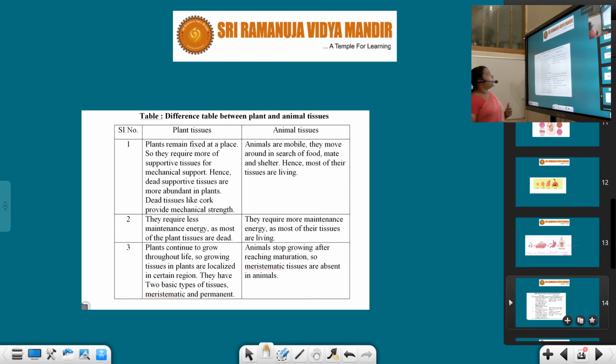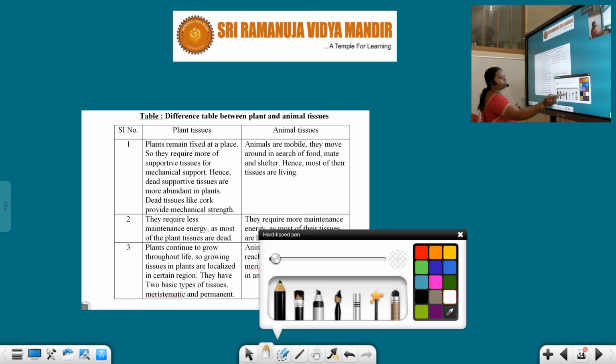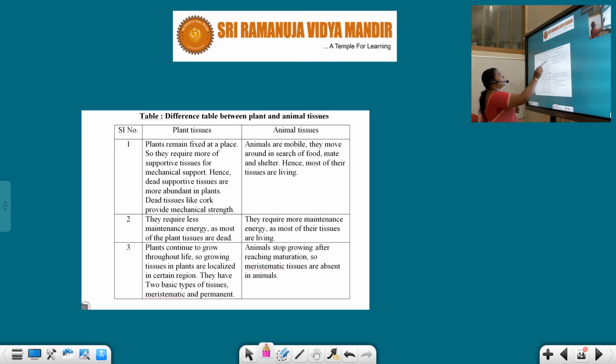Plant tissue and animal tissue. Plants remain fixed at a place, so they require more supportive tissue for mechanical support. Hence dead supportive tissues are more abundant in the plants. Dead tissues like cork provide the mechanical strength. Just now I gave the introduction about the plant tissue. They are the sedentary bodies.